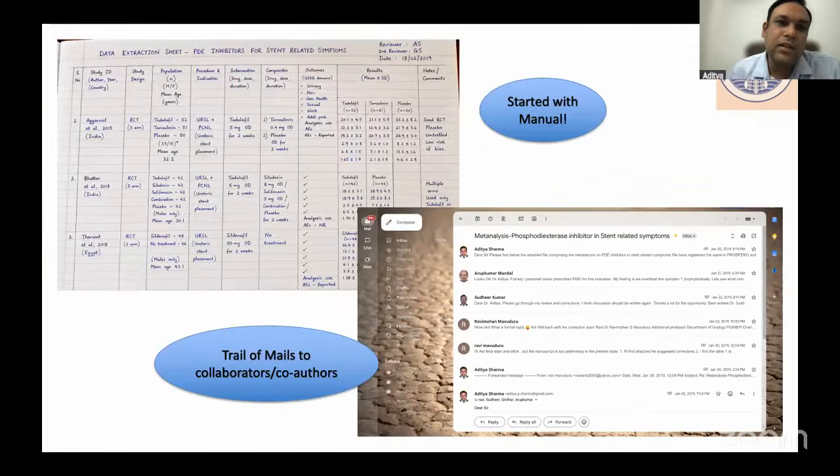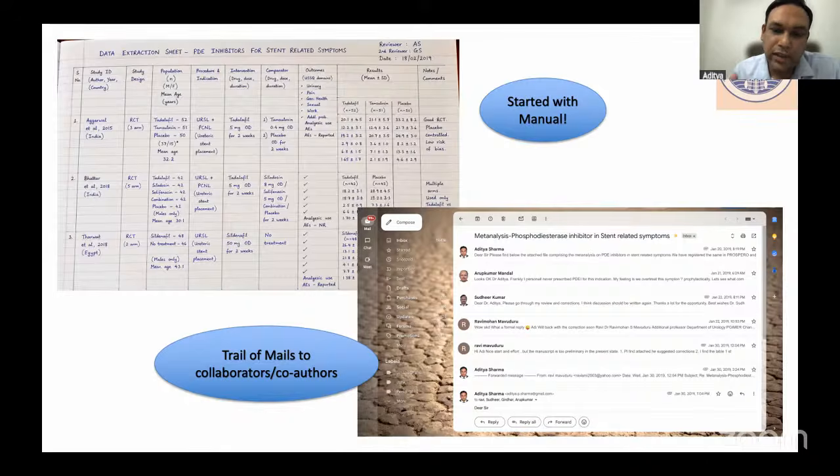So for the first one, PDE5 inhibitor for stent-related symptoms, we got 3 studies finally, and we did it manually. So we extracted all the data manually because we were not sure whether we would be missing out on anything, and then we uploaded it to Excel. And then you have a trail of mail to the collaborators. As Sir has shown, you can sit with the collaborators, but now you have Zoom and all those things. So you'll have to have a timeline in which you are going to do it.